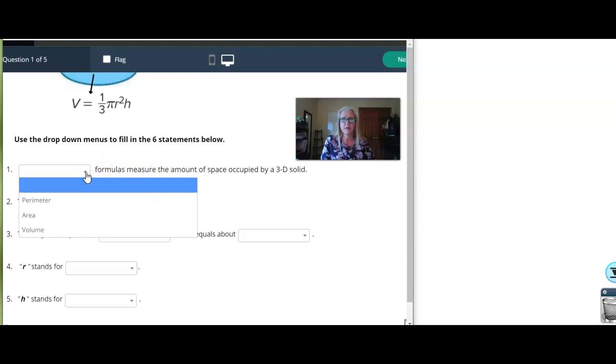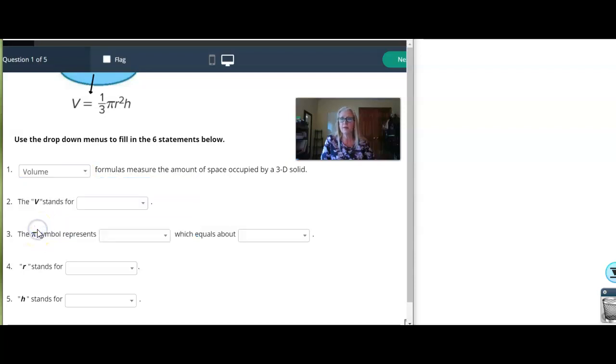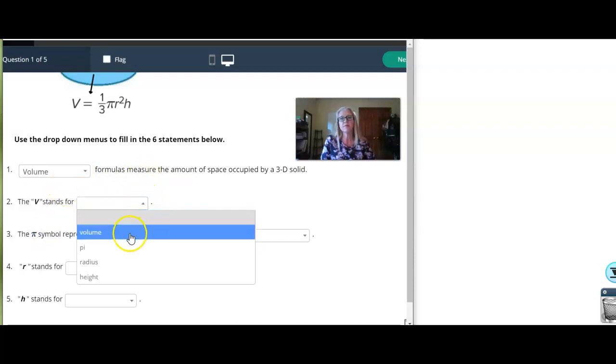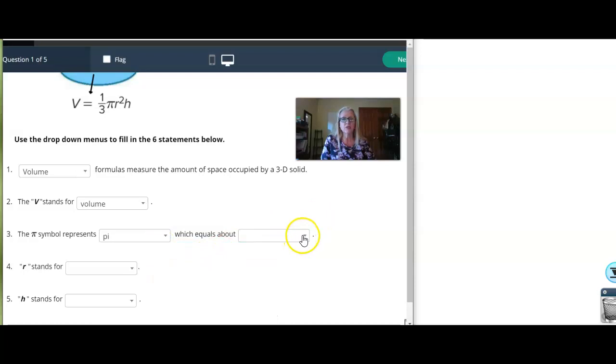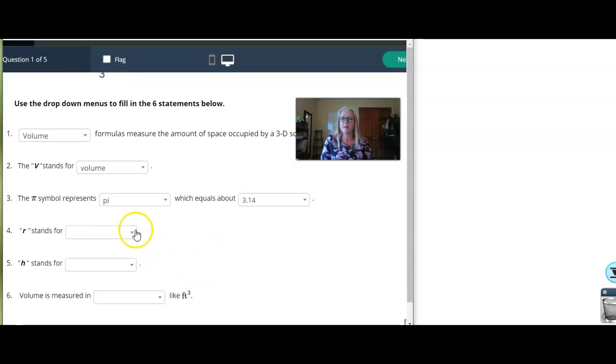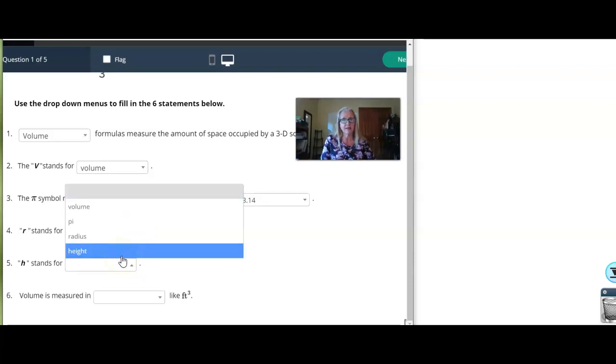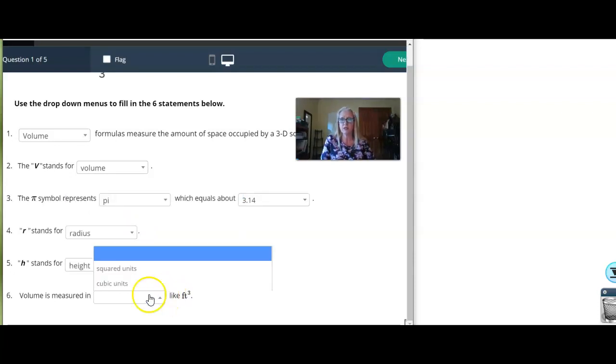What type of formulas measure the amount of space occupied by a 3D solid? That would be your volume. The V stands for volume. The pi symbol represents pi, which equals about 3.14. I know you guys know that one. R always stands for radius. These are pretty easy. On the choices, there's only one word that even starts with R. H stands for height, and volume is measured in cubic units, so cubed. Okay, so everybody gets number 1 right.